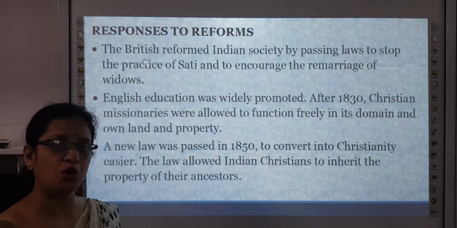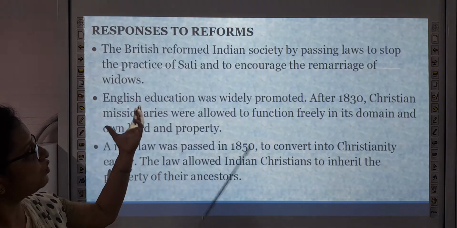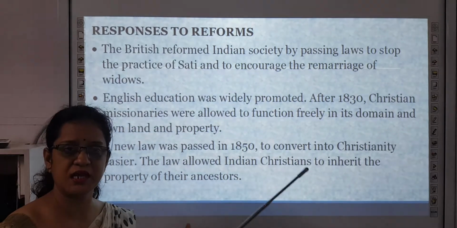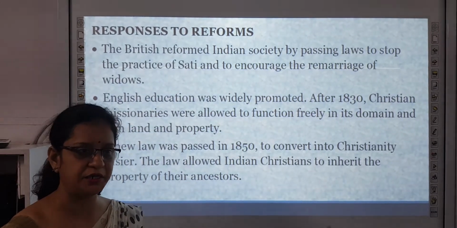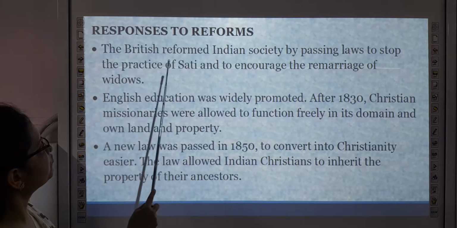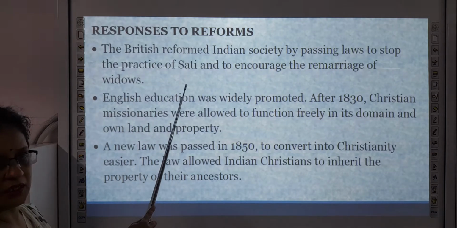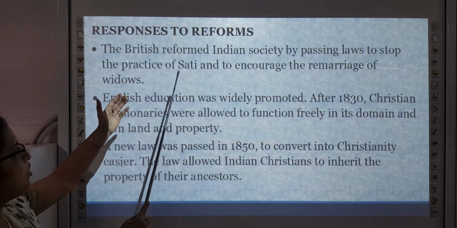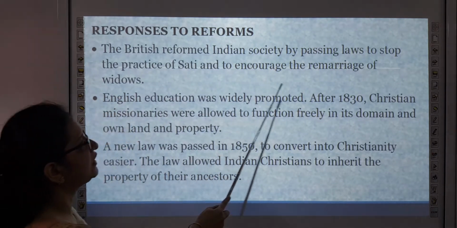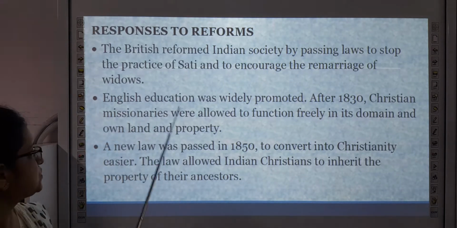Responses to reforms. Now what happens? The Britishers wanted to bring reforms and changes in the society. The British reformed Indian society by passing a law to stop the practice of sati, and to encourage the remarriage of widows.